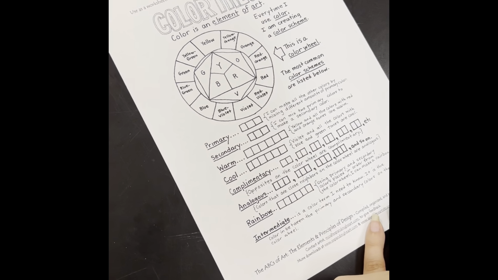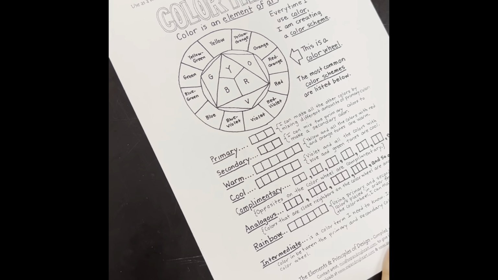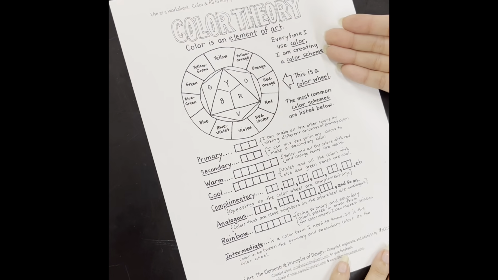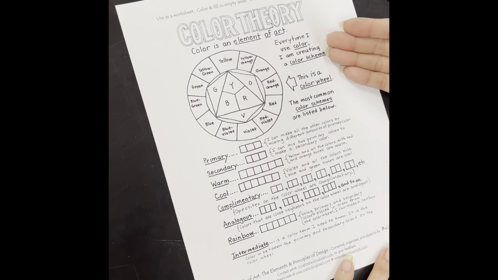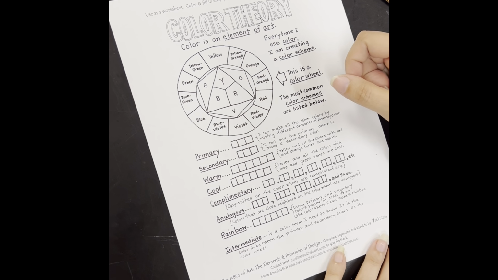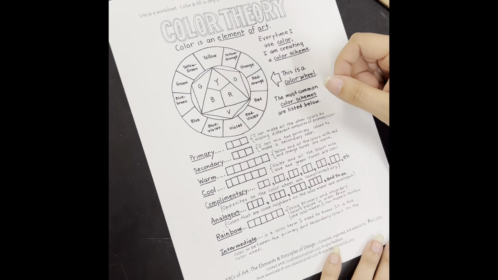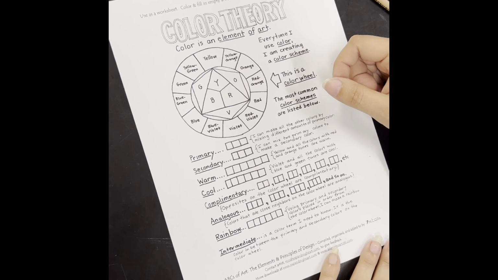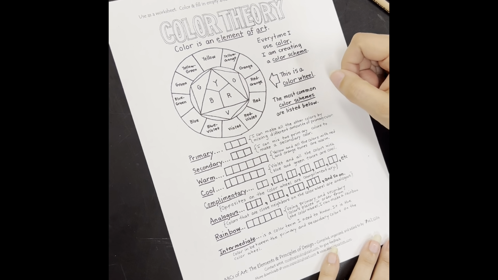Color theory. Color is an element of art. It is one of our basic art building blocks. Every time you use colors, you are creating a color scheme. Color schemes are collections of colors that look good together. You can pick whatever colors you want to use. That doesn't mean they look nice together, at least not according to our eyeballs.